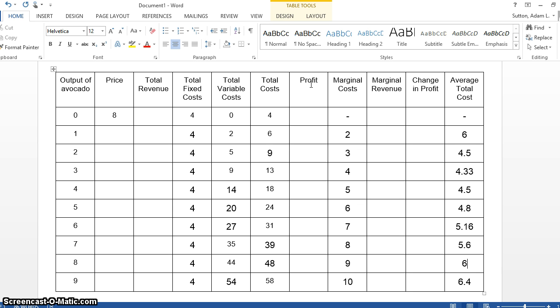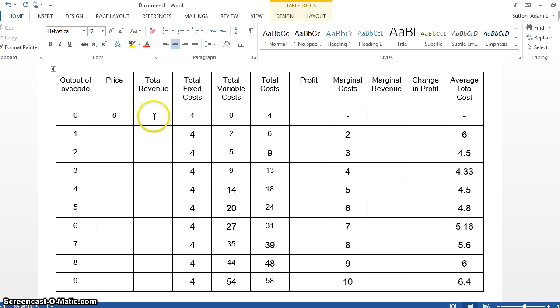So profit equals, somebody help me out here. Hopefully you know: total revenue minus your total cost. We've talked a lot about calculating cost, but we haven't talked so much about calculating revenue. If you look over here, your total revenue is right here, but the column is blank. So the question is, how do we fill in this column?